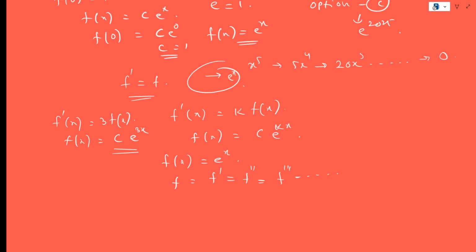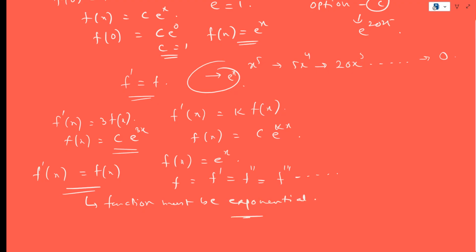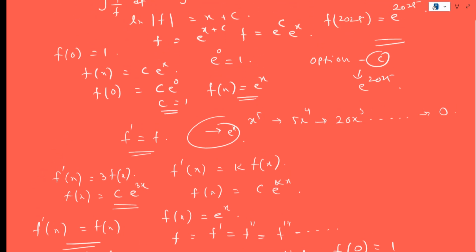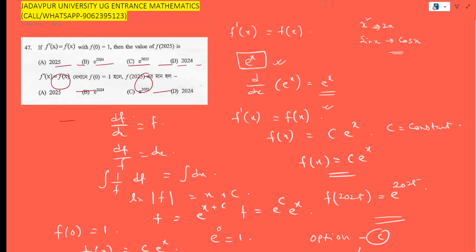So today we have learned something very powerful. Whenever a function equals its own derivative, that is f'(x) is f(x), the function must be exponential. And with the condition f(0) is 1, the function becomes e to the power x. Hence, f(2025) will be e to the power 2025. Done. Simple question, right? But hidden inside it is one of the deepest ideas of calculus.